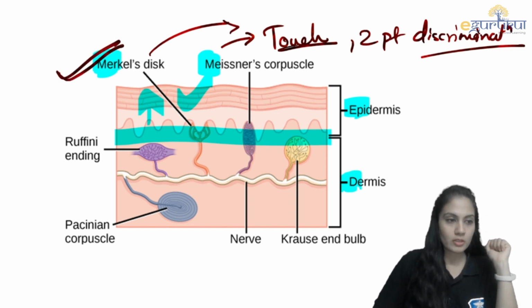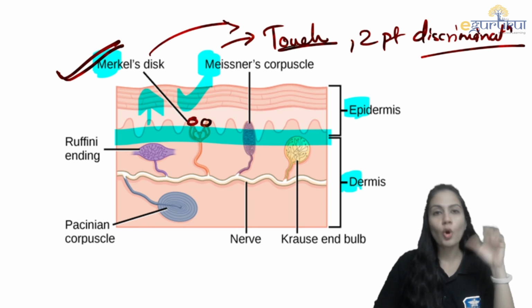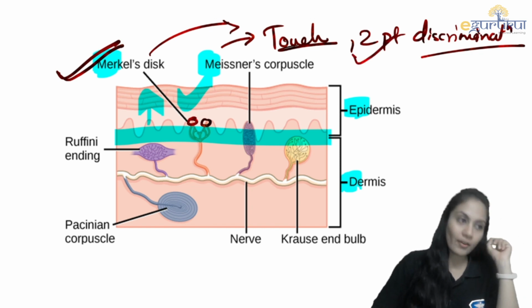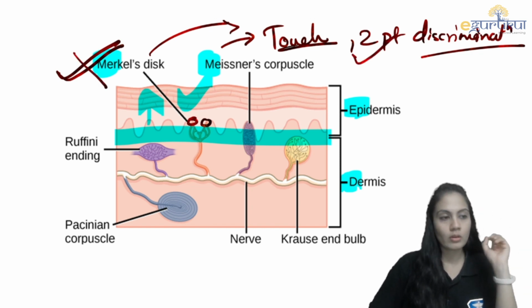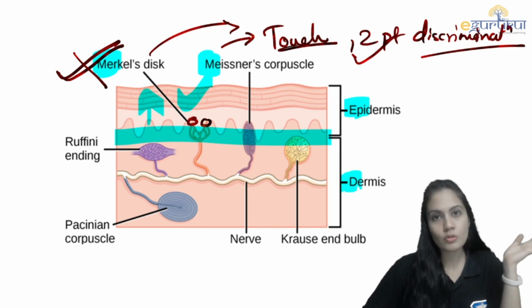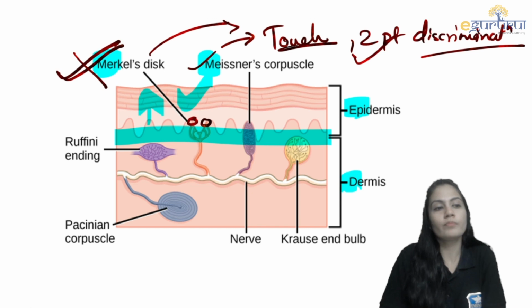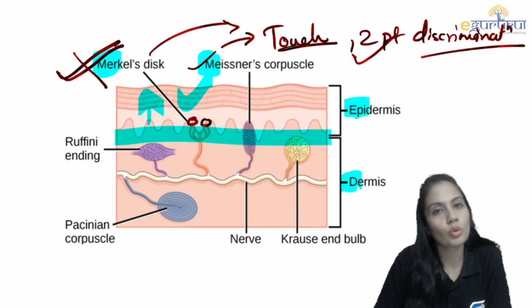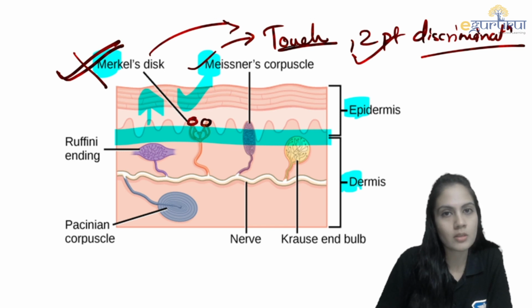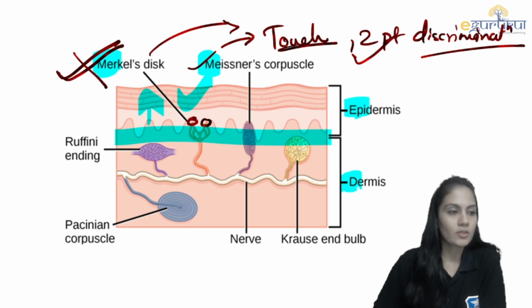Merkel's disc, because they have a small receptive field, and that's why they win this race of two-point discrimination. If Merkel's disc is not in the options, then you can go for Meissner's corpuscle. Both are used for two-point discrimination. It's just that Merkel's disc is a lot better than Meissner's, right?